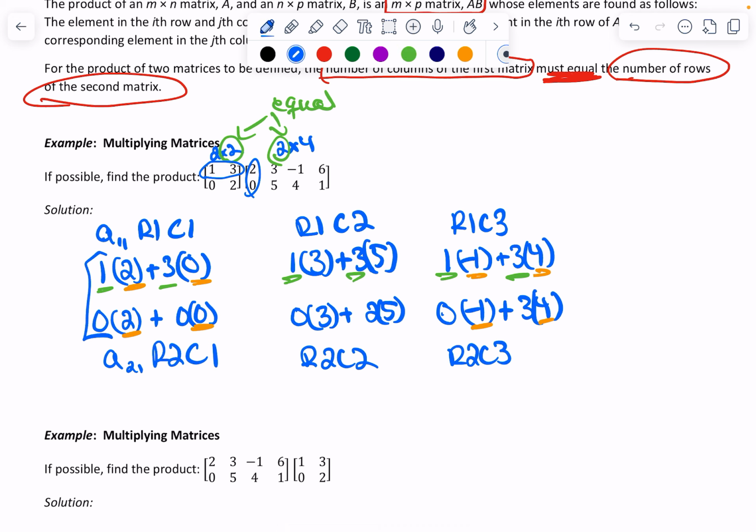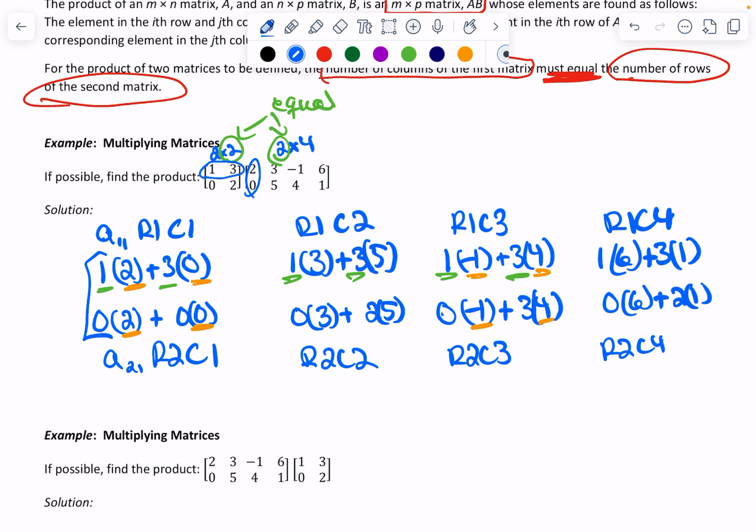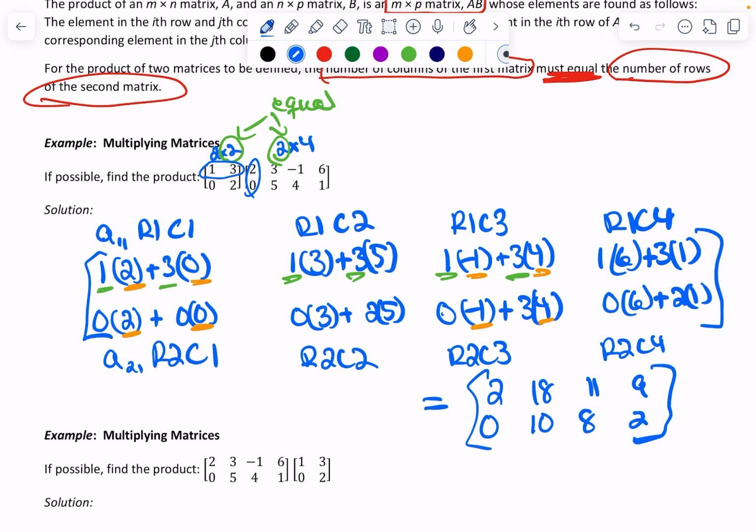Okay, next one is row 1, column 4. Row 1, so 1 times 6 plus 3 times 1. Row 2, column 4 is 0 times 6 plus 2 times 1. And now when we do the calculations, we get 2, 0, 18, 10, 11, 8, 9, and 2. And notice that this matrix is 2 by 4.